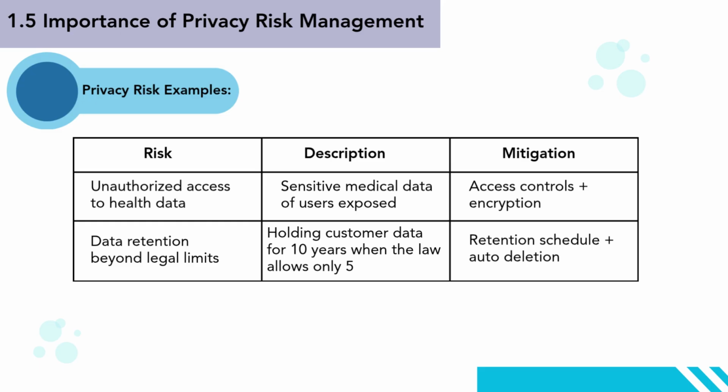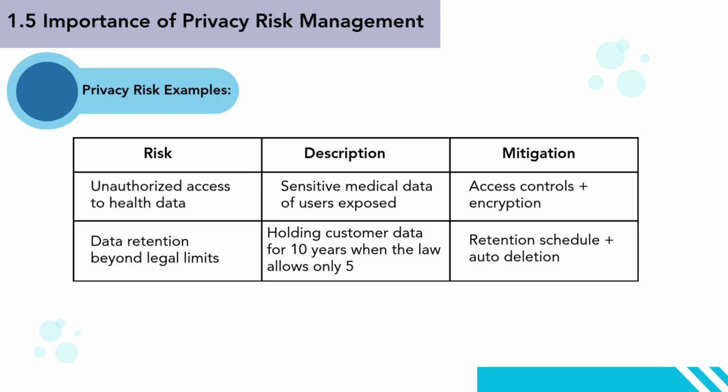The second example demonstrates data retention violations, where an organization might hold customer data for 10 years when privacy laws only permit 5 years of retention. This creates legal liability and violates the principle of data minimization, but can be addressed by establishing clear retention schedules and implementing automated deletion systems that remove data when the legal retention period expires.